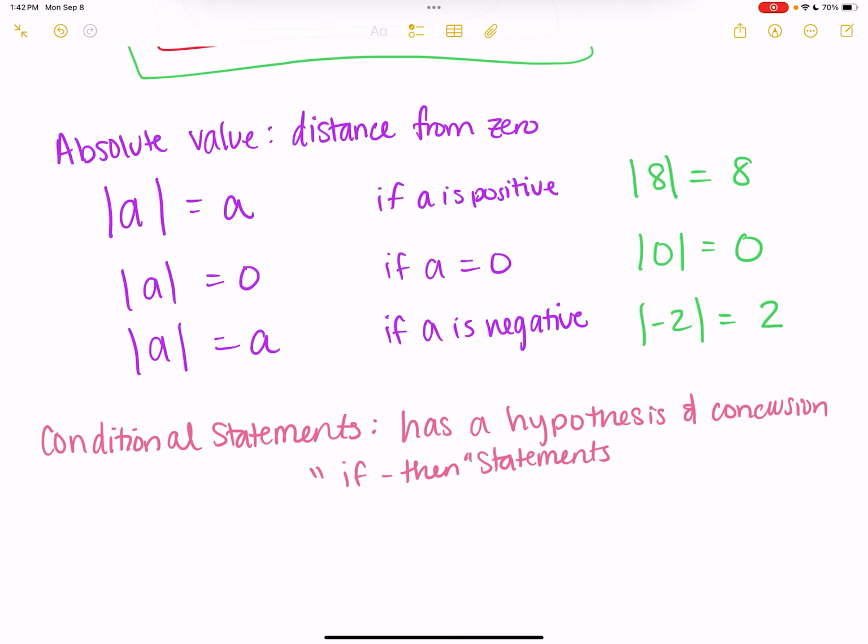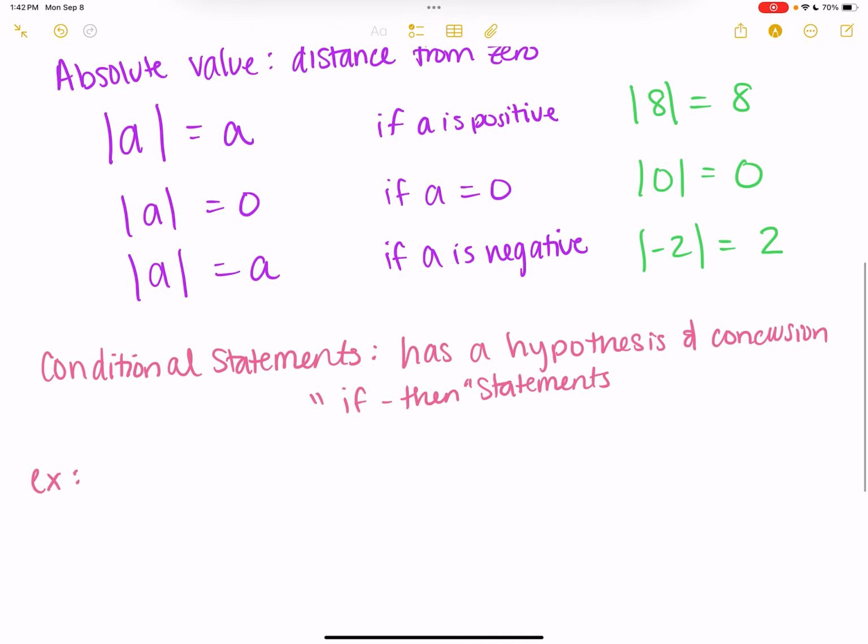And the way that we prove that one is wrong is by finding a counterexample, which is basically just finding an example that proves that the statement is false. So if you had one like, say, for example, if a number is a rational number, then the number is positive.